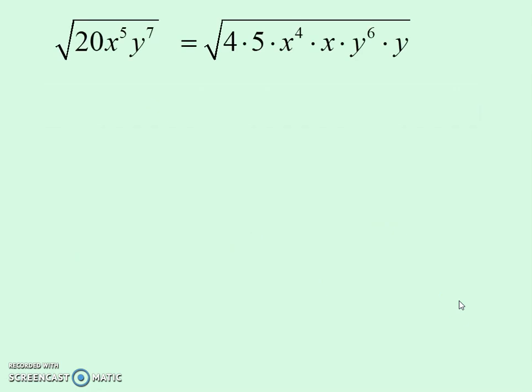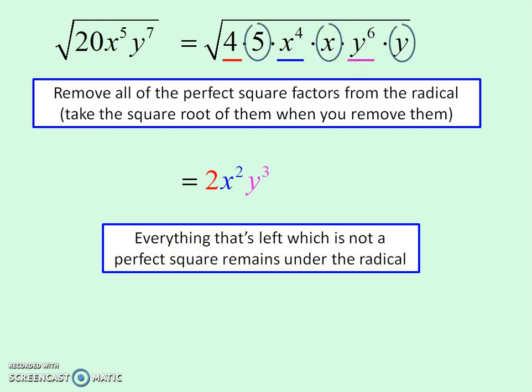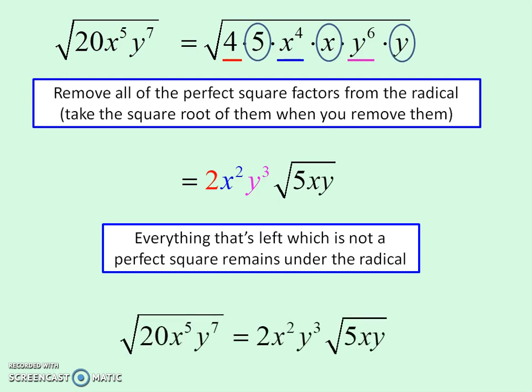And what I'll do is I'll remove all of the perfect squares from inside the radical. So 4 when it comes outside becomes 2, x to the power 4 when it's outside becomes x squared, and y to the power 6 when I take its root and remove it becomes y cubed, and everything that was left inside stays inside. That's the simplified version of that. That's simplifying radicals.